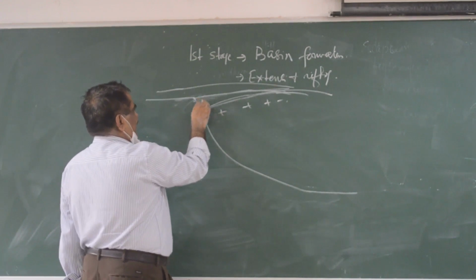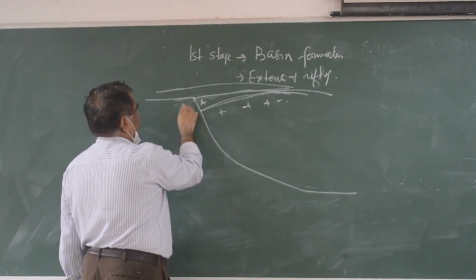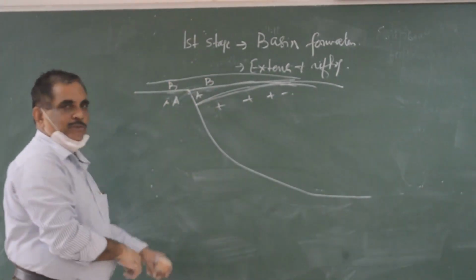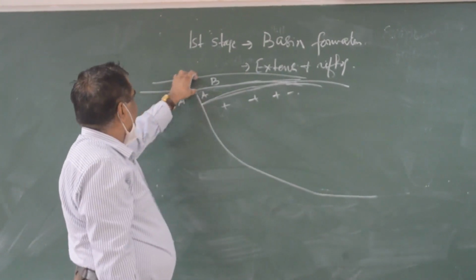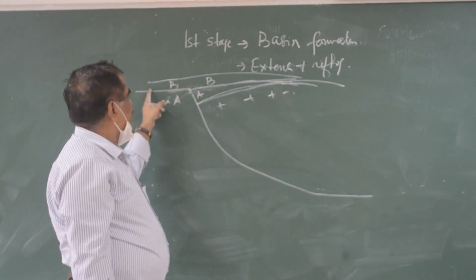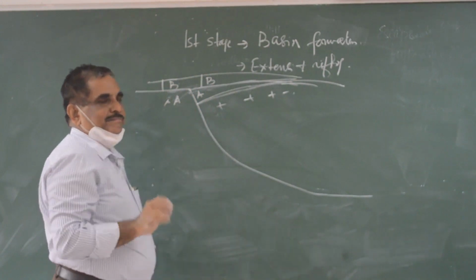So this bed A may not be here. A is not here, but B bed will continue on this side. Let us take an example. So B bed thickness and B bed thickness around this fault is the same. B bed thickness and B bed thickness are the same.